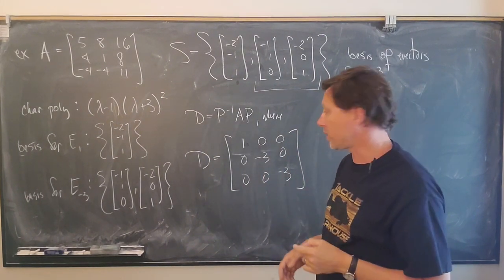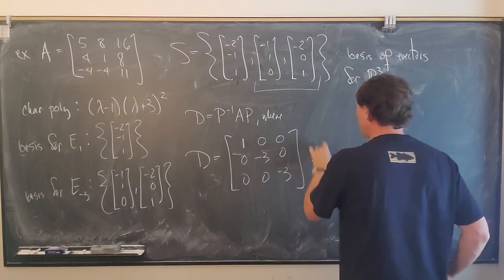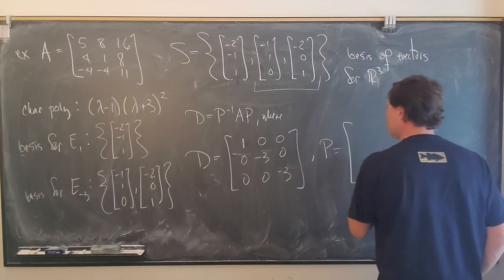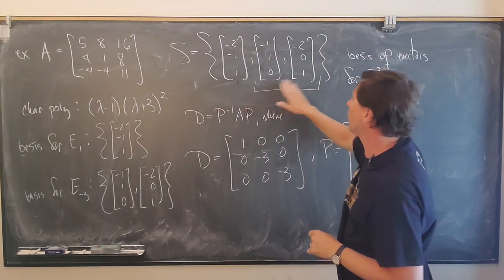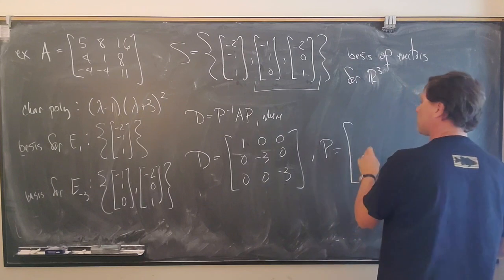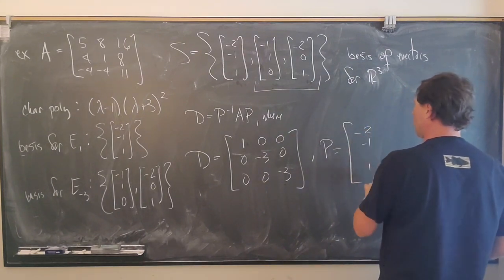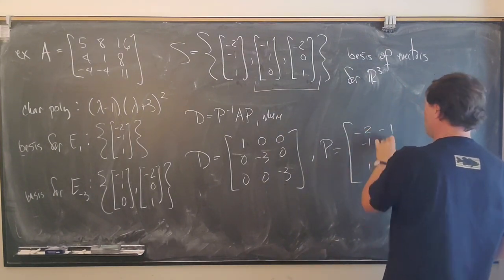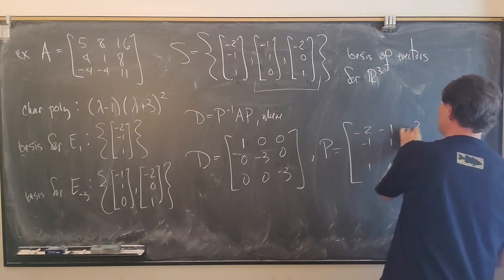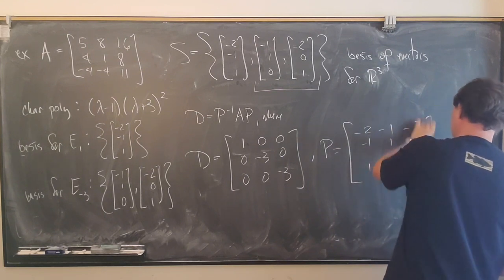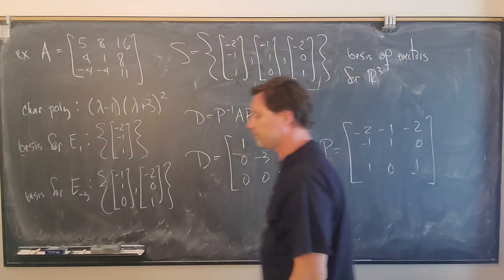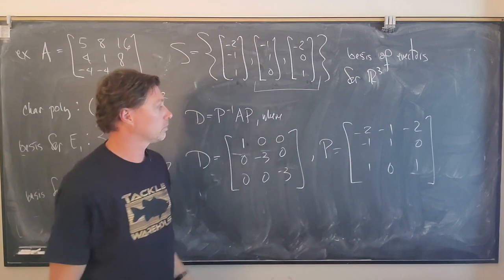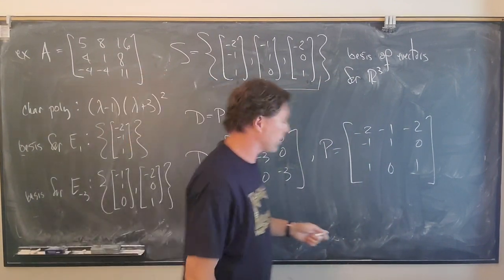E sub minus 3. And then P is, of course, the matrix whose columns are the ones that you see there. So it'll be a negative 2, negative 1, 1, minus 1, 1, 0, negative 2, 0, 1. There it is. Okay, so let's try.